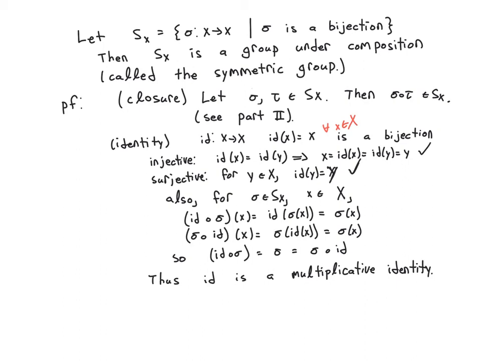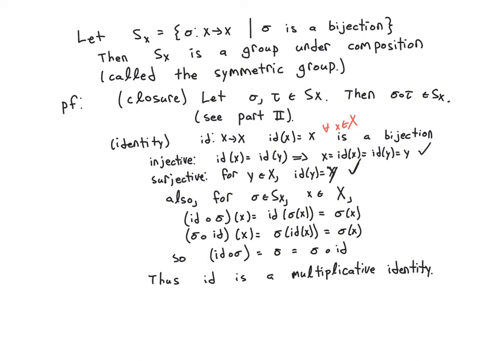More importantly, if you let sigma be any other bijection and you let x be any other element of X, then the identity function composed with sigma, by definition of composition, is identity of sigma of x. Identity of anything is just that anything. Similarly, if I do sigma composed with the identity, that's sigma applied to the identity of x. But identity of x is just x. And so what we see, since x was chosen to be an arbitrary element of X, we get that the identity function composed with sigma is equal to sigma.